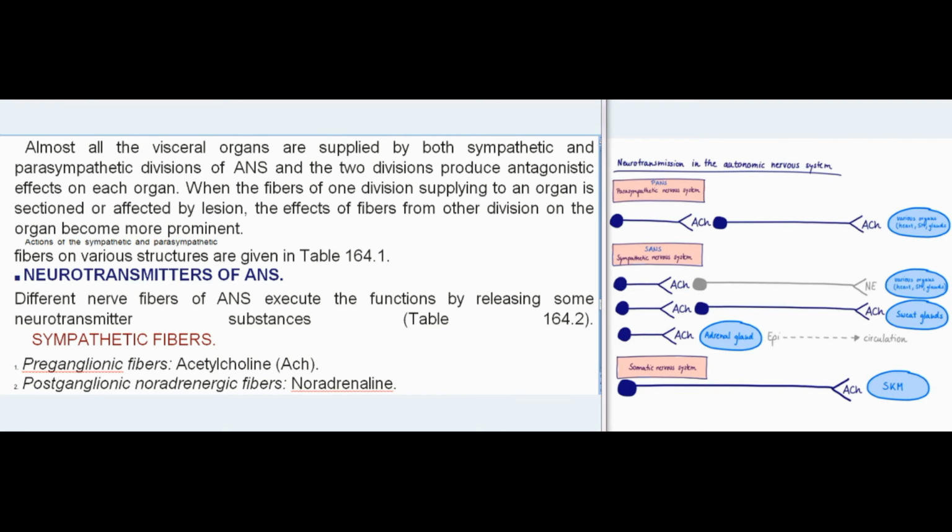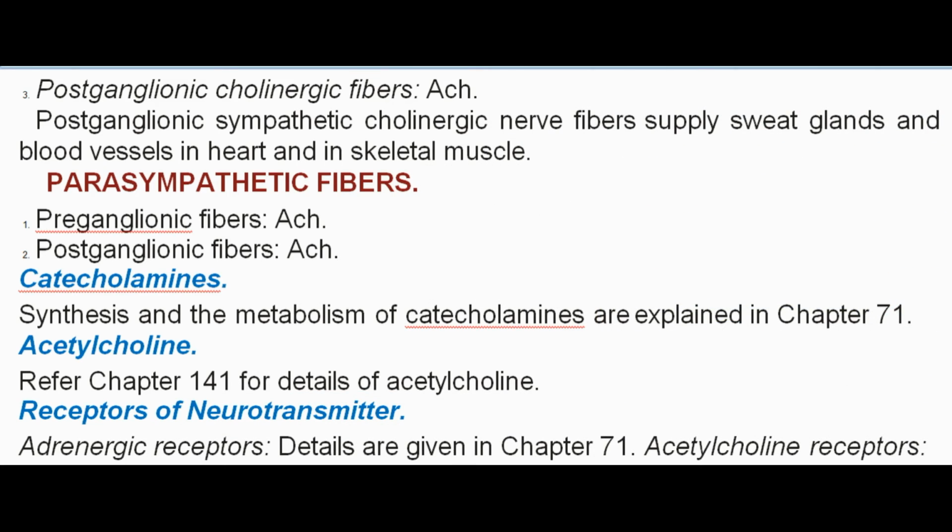Neurotransmitters of ANS. Different nerve fibers of ANS execute their functions by releasing some neurotransmitter substances, Table 164.2. Sympathetic fibers: preganglionic fibers, acetylcholine, ACH; postganglionic noradrenergic fibers, noradrenaline; postganglionic cholinergic fibers, ACH. Postganglionic sympathetic cholinergic nerve fibers supply sweat glands and blood vessels in the heart and in skeletal muscle. Parasympathetic fibers: preganglionic fibers, ACH; postganglionic fibers, ACH. Catecholamines: synthesis and metabolism of catecholamines are explained in Chapter 71. Acetylcholine: refer to Chapter 141 for details of acetylcholine.